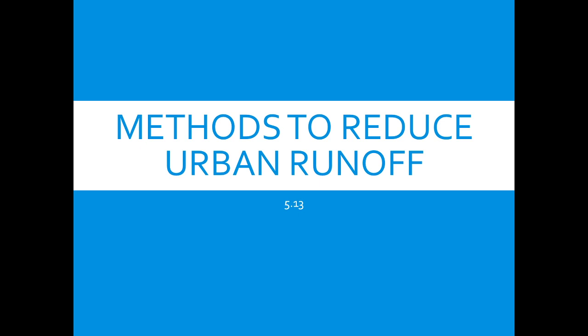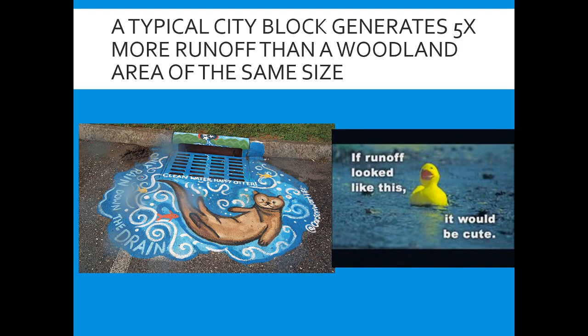In this video we're going to talk about methods to reduce urban runoff, and we'll specifically look at what urban runoff is and why it's a problem, and then some of the things that are being done to try and reduce the impact. Now, a typical city block generates about 5 times more runoff than a woodland area of the same size. The idea being that if that area were not urbanized, the runoff would be 5 times less.